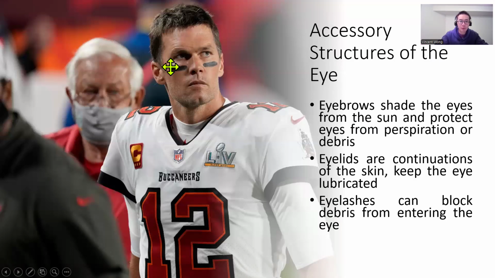That's why football players, I forgot what they're called, put these dark shades under their eyes to reduce the glare from the lights of the stadium. There are eyelids, which when you blink, help lubricate the surface of the eyeball. And of course, there are eyelashes that can help block debris and prevent it from entering the eyes as well.